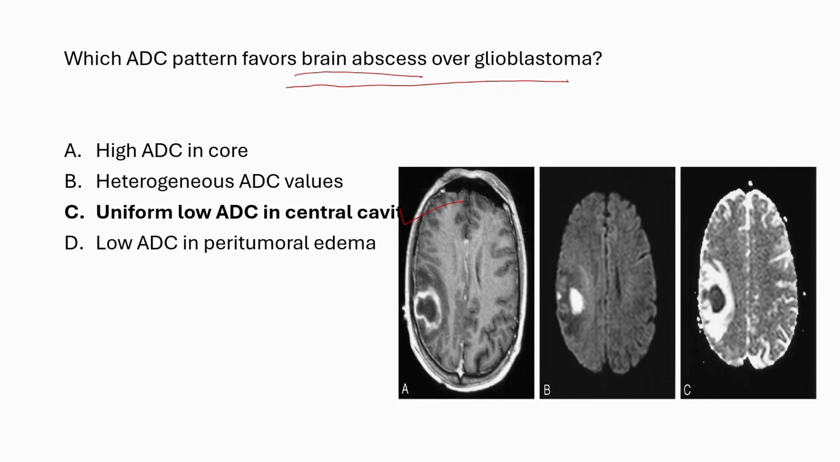In this image we can see a rim enhancing lesion showing central high signal intensity in DWI and low signal intensity in ADC. So this is the true diffusion restriction. This suggests a brain abscess with uniform low ADC in the central cavity.